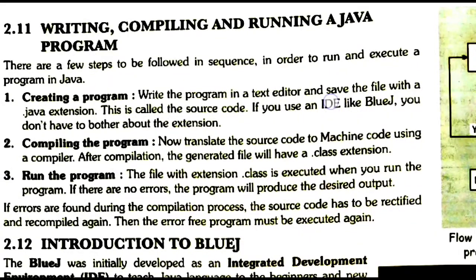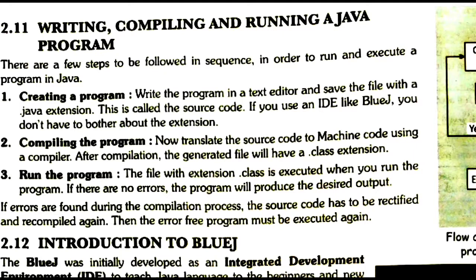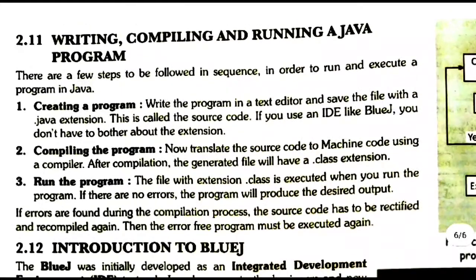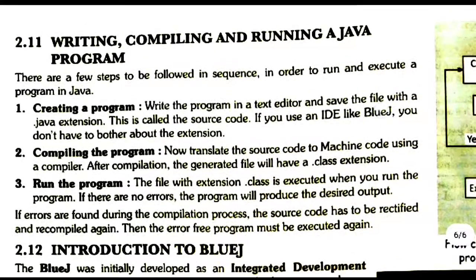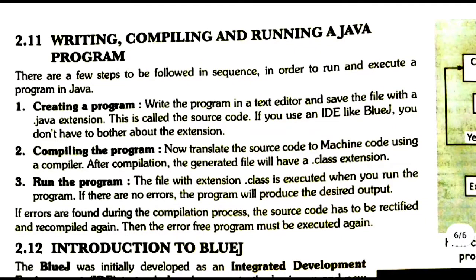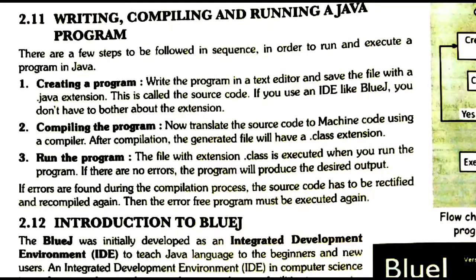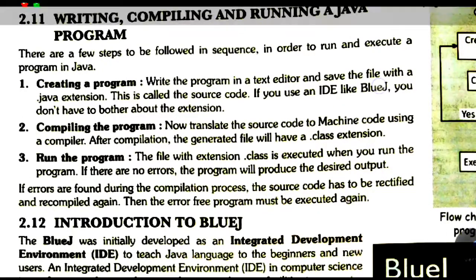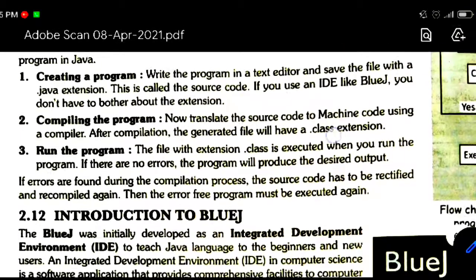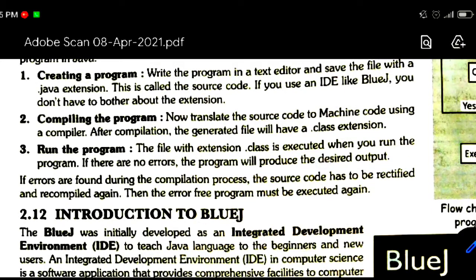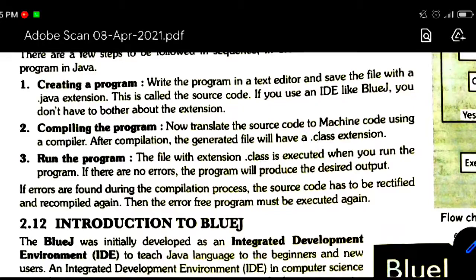Sometimes we also call it JDK. JDK means Java Development Kit. You can download it or install it on the computer, like the BlueJ software. Some other software is also available, but according to your syllabus you need BlueJ only. Then after writing the source code, you have to compile. The compiler is there in BlueJ. You can click on the compile button, it will create the bytecode, and after that you can run the bytecode. If there is no error, it will show you the output.